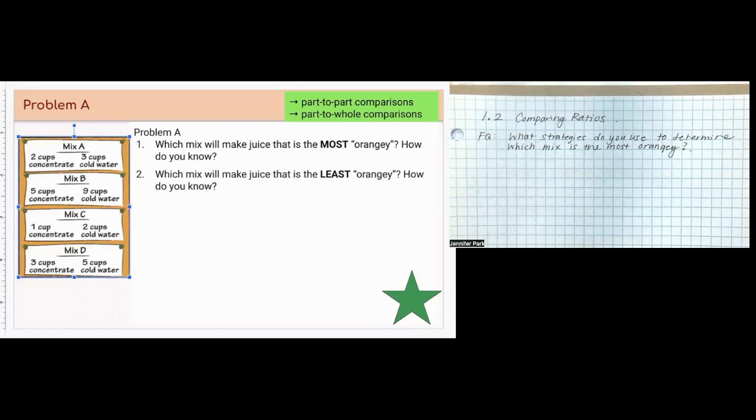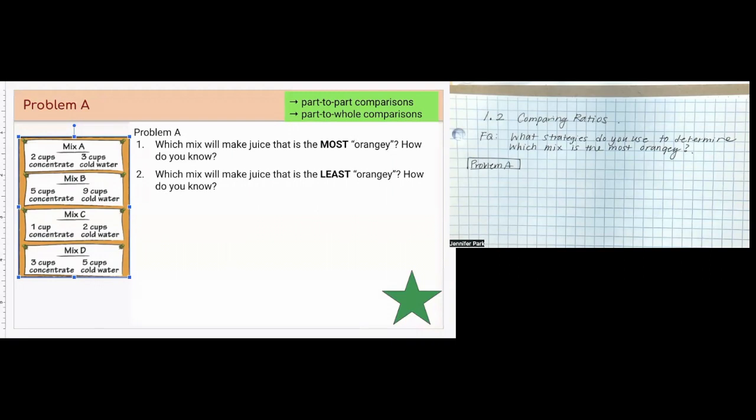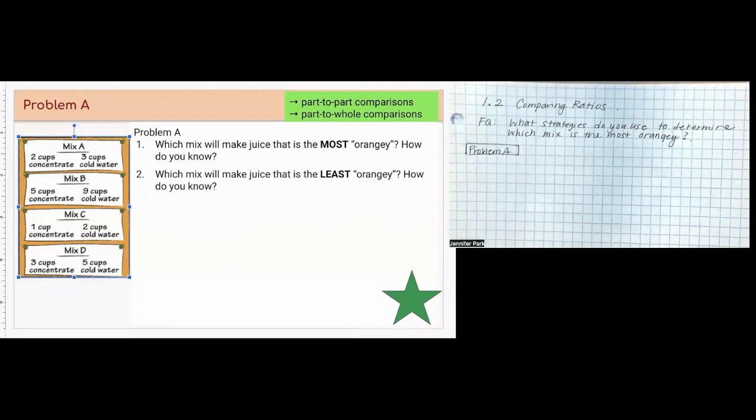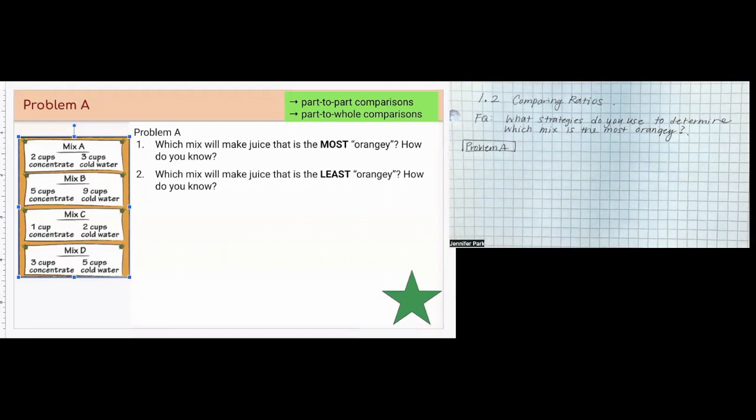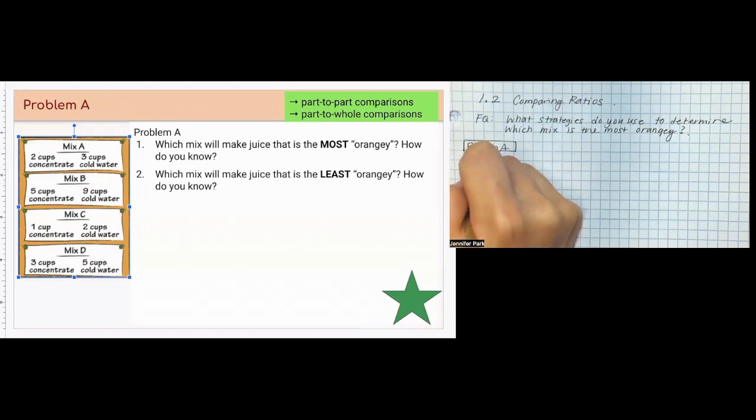All right. So now I'm here all by myself. I don't know what your responses were. I'm going to have to go through all the options. So I'm going to write down problem A first. Let's look at all options. Let's compare and see which one is most orangey. Now, here's what I'm assuming that you could have done. Some of you, for mix A, B, C, D, you could have tried to compare the ratio.